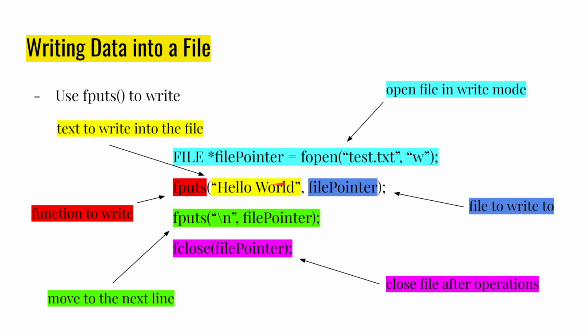Next up, we have to write data. So we start off by opening the file, and we simply use fputs to put the content that we need to write in the file. As you can see here, fputs, we have our content, hello world, and our file name, which is our file pointer, as we can see right here. And to enter a new line, we can just have a new fputs, but the \n can also go after the hello world. And then, as usual, after we're done operating on the file, we just use fclose to close the file.